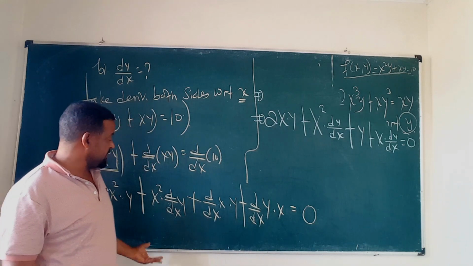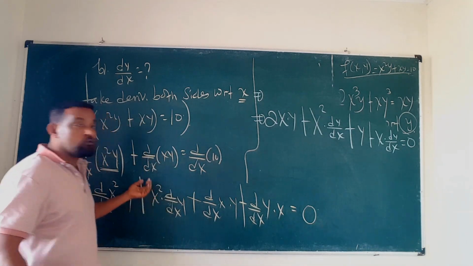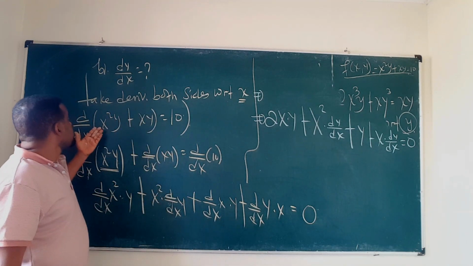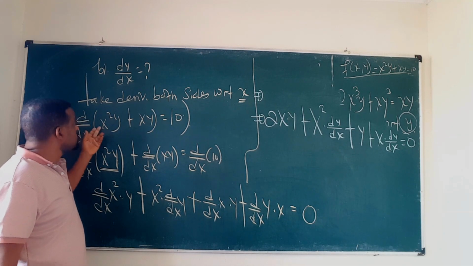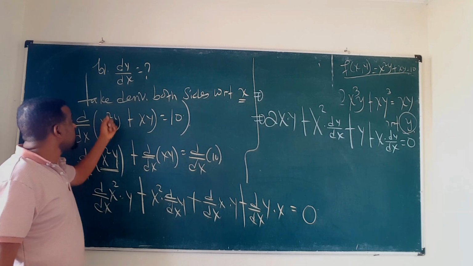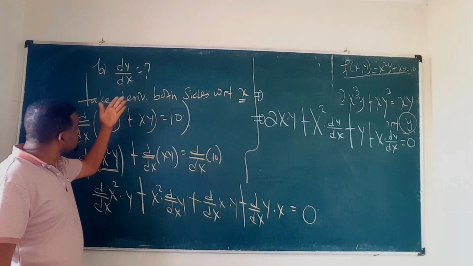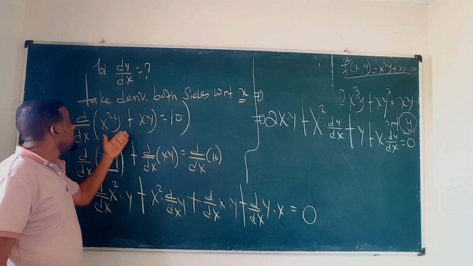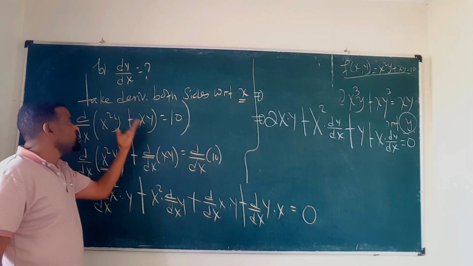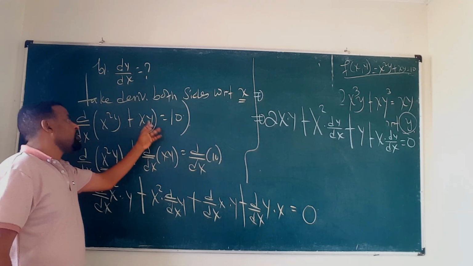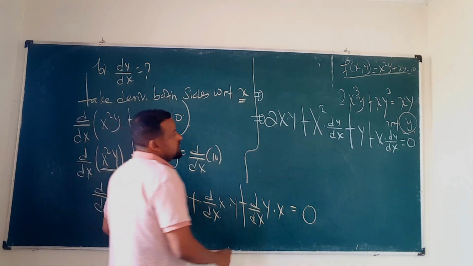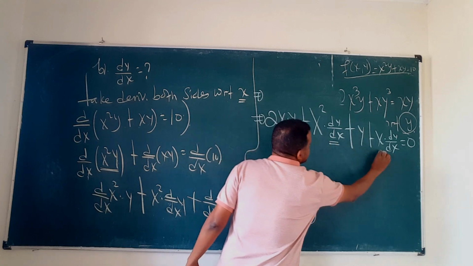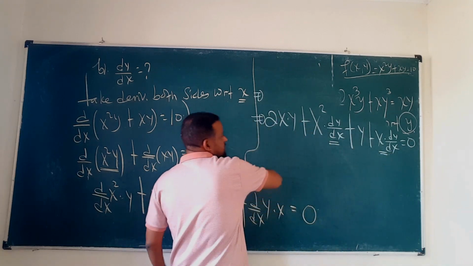Once you understand it well, you can work it right here. The derivative of x squared is 2x, times y, plus x squared times dy/dx, plus the derivative of x is 1 times y, which is y, plus x times dy/dx. So now collecting like terms, take the rest of the expressions to the right side.